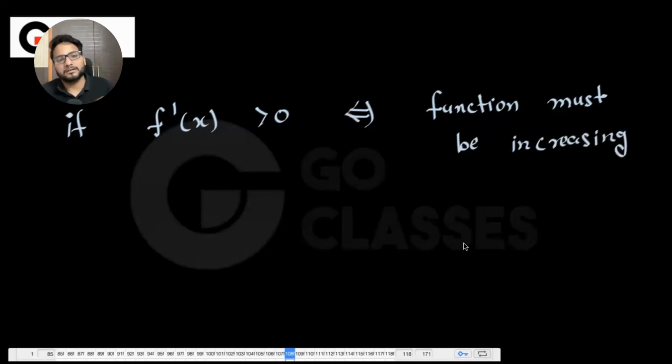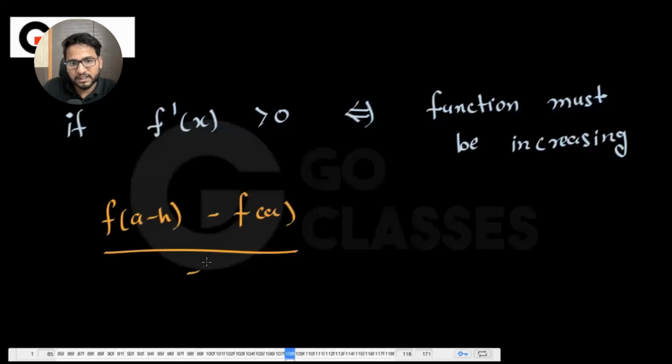So basically, f dash x is nothing but a slope. So if you are having a positive slope, it definitely means that the function is increasing. Why? Because the slope is nothing but f of a minus h minus f of a upon minus h. This is the slope, right? You can take minus h or plus h, it does not matter. Let's talk about this. If I say this is greater than zero, can I say the function is increasing? Just think about it. If this is greater than zero, then what does this mean?